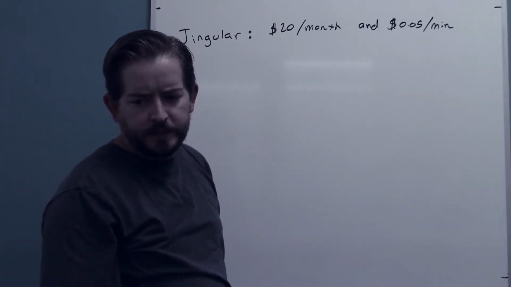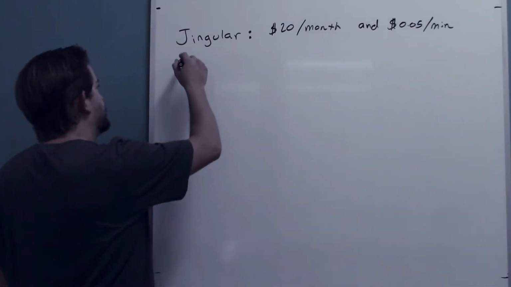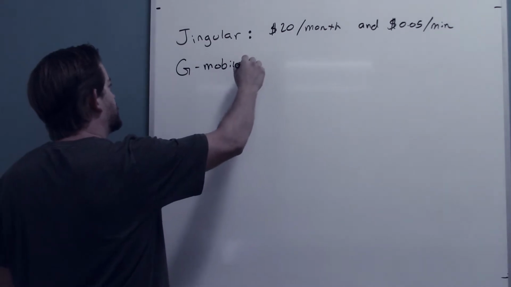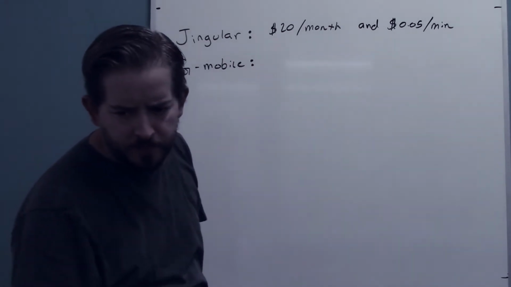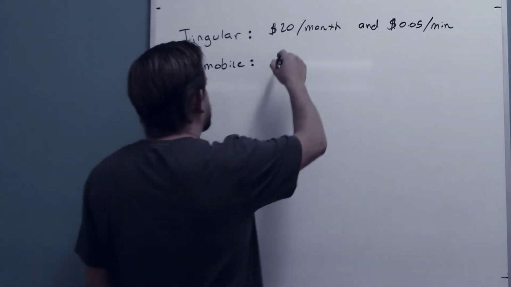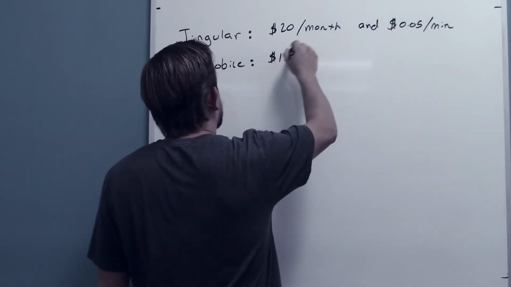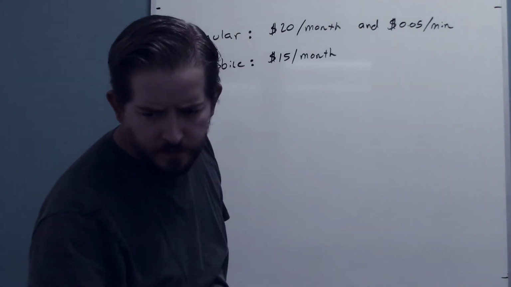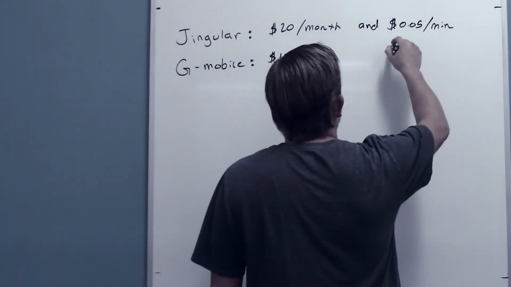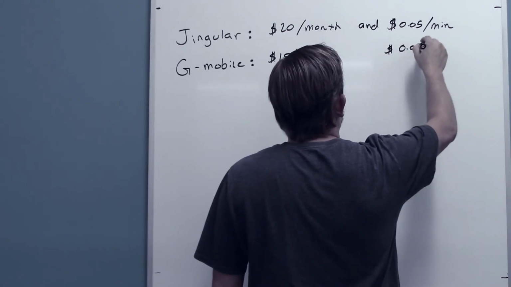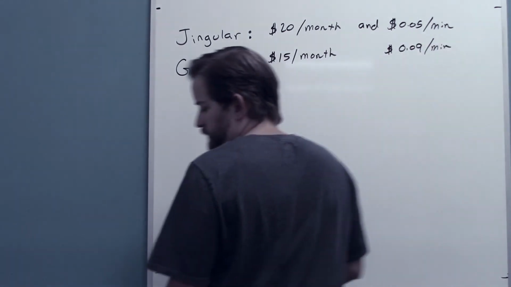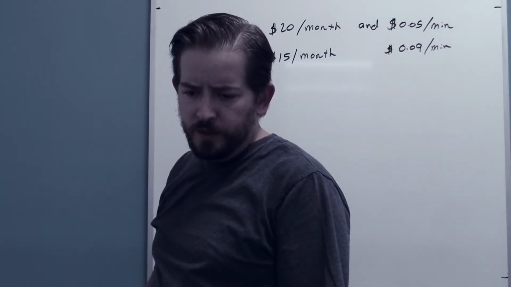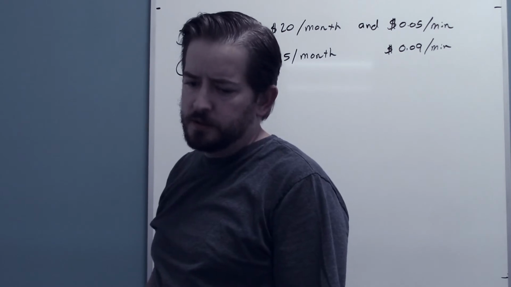And then we have G-Mobile. G-Mobile charges $15 a month. And 9 cents per minute. And then the question here says, at what number of minutes will the two plans have the same cost?